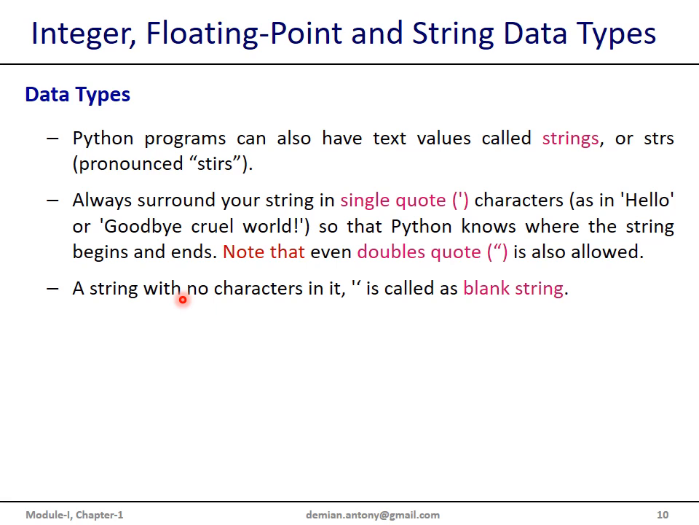Programmers can also have text values called strings, that is, a sequence of characters. To represent strings, surround the sequence of characters with single quote characters, which indicates that the string begins at the first quote and ends at the second quote. Note that a double quote is also allowed instead of a single quote. A string with no characters in it is also called a blank string.